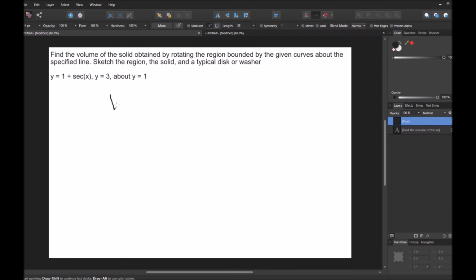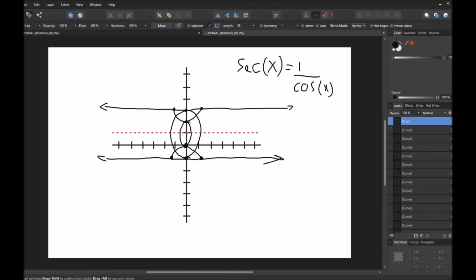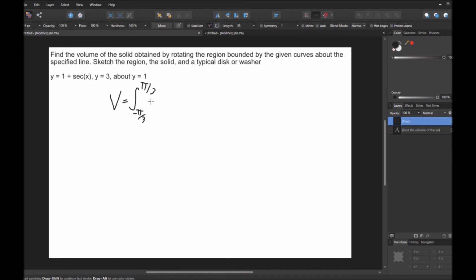So this is going to be volume equals the integral from negative pi over 3 to pi over 3. And the reason for that is because the solid exists from negative pi over 3 to pi over 3. So those are going to be our bounds of integration, and then it's going to be pi times the outer radius squared minus pi times the inner radius squared.